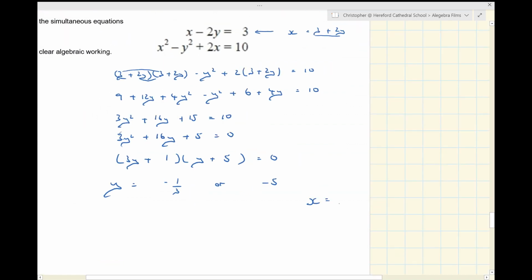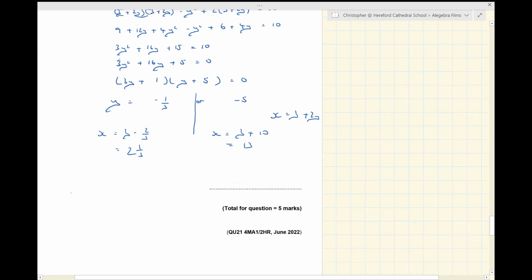Okay, so now I can use this formula for x. X is 3 plus 2y. So if y is minus 1/3, then x is going to be 3 minus 2/3, which is 2 1/3. Or if y is minus 5, then x is going to be 3 plus 10, 13. So my two solutions are that x is 2 1/3 and y is minus 1/3, or x is 13 and y is minus 5. There we go.